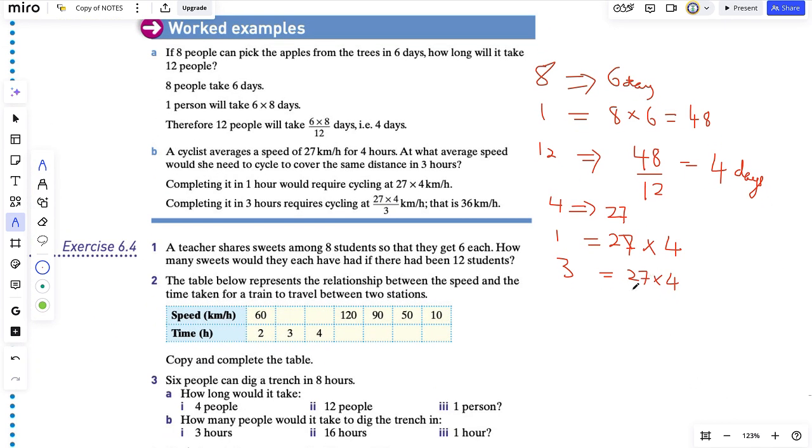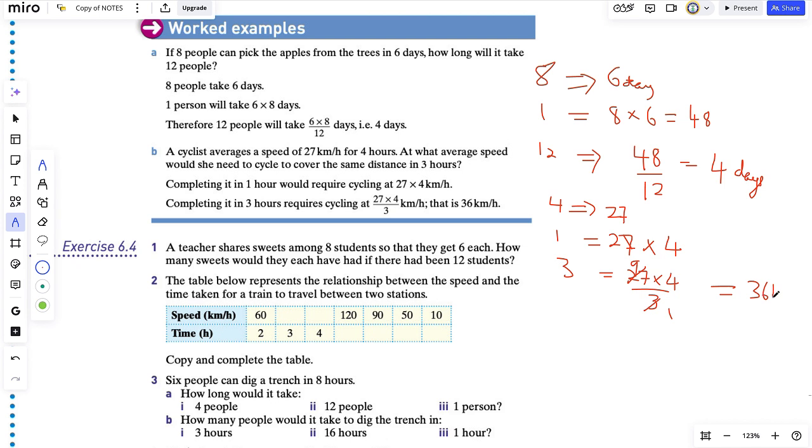Divided by 3. Okay. Why I say most times you don't need a calculator. Now you can just say 3 here. 3 divided by 3, 1. 27 divided by 3, 9. 9 times 4, 36. See, you get 36 kilometers per hour without a calculator.